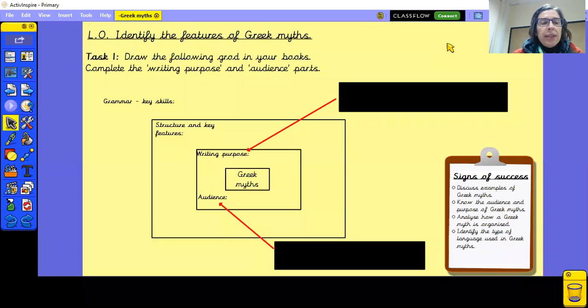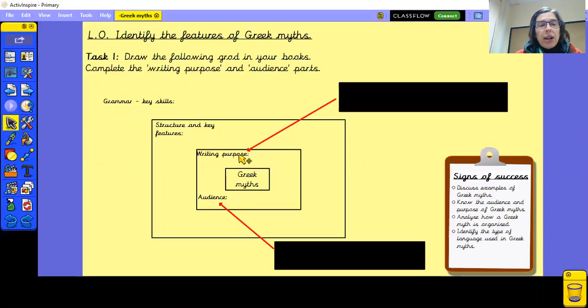Well done, year 5. Now we are going to move to task 1. And as it says here, draw the following grid in your books. Sorry, I wrote it wrong, grid. So read grid. Draw the following grid in your books and complete the writing purpose and audience part. So you've seen the grid before, so you know roughly the size of each rectangle. So in the first one, you need to have Greek myth because this is what we are looking at. Then writing purpose and audience. Then you will have structure and key features, and outside you will have grammar and key skills.